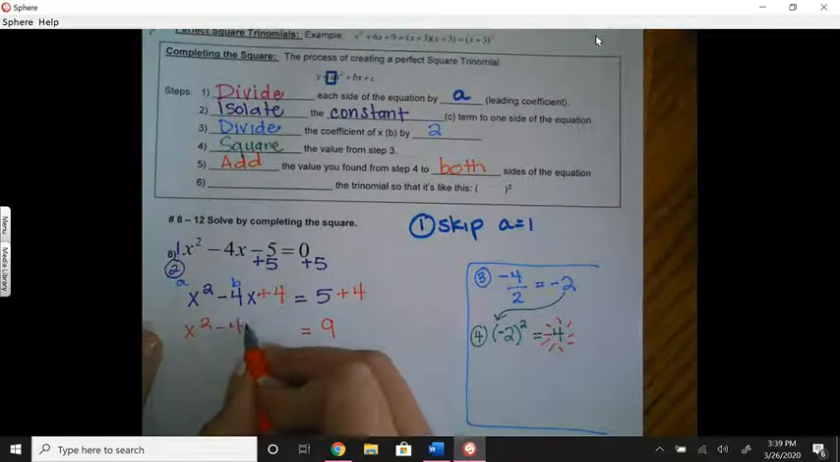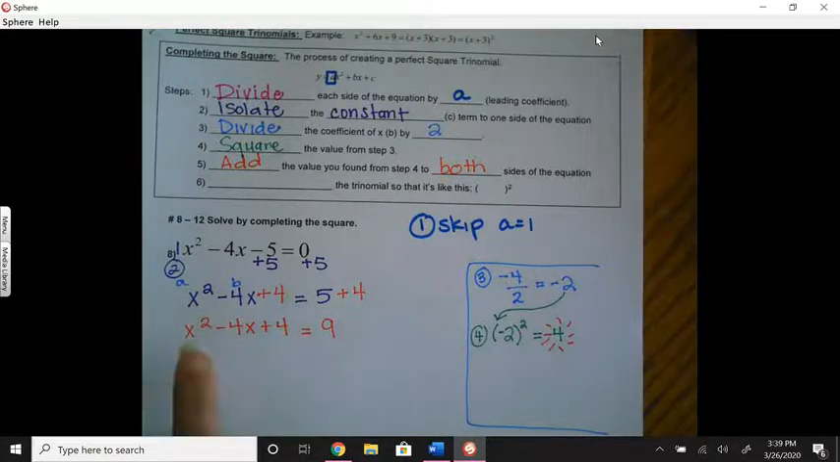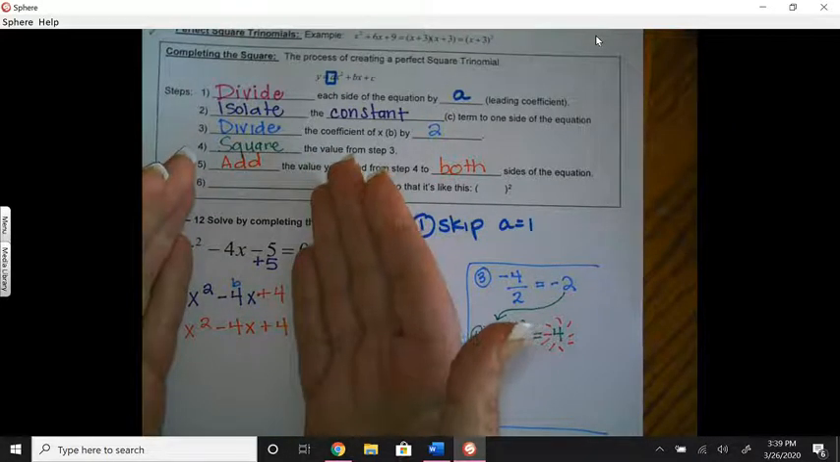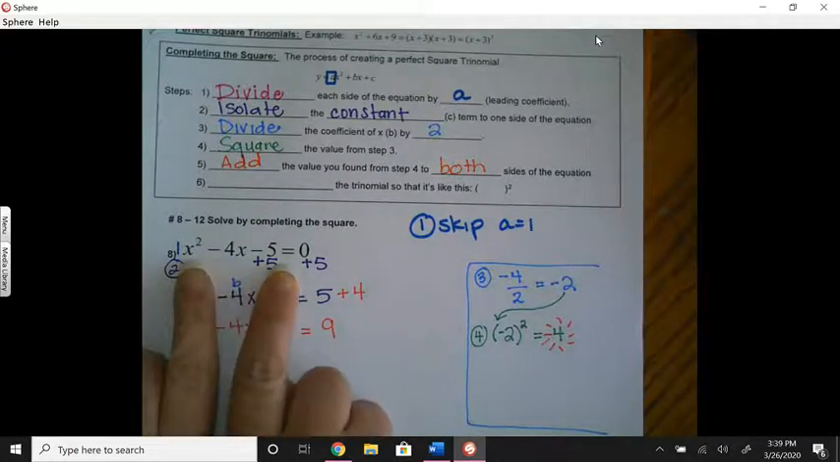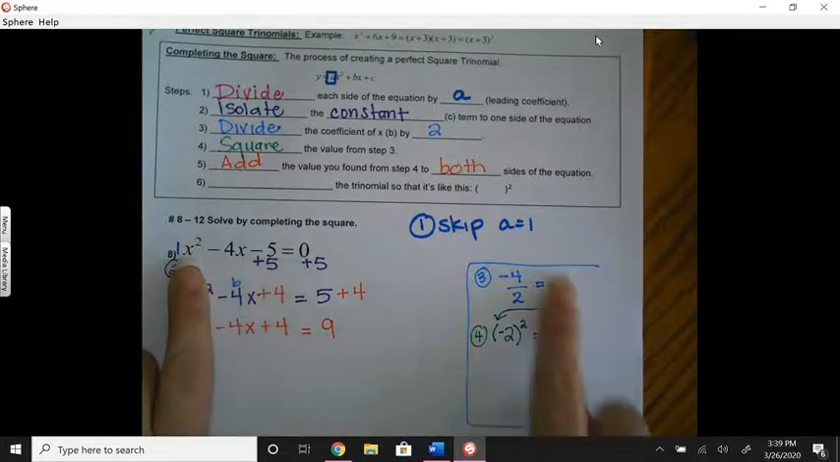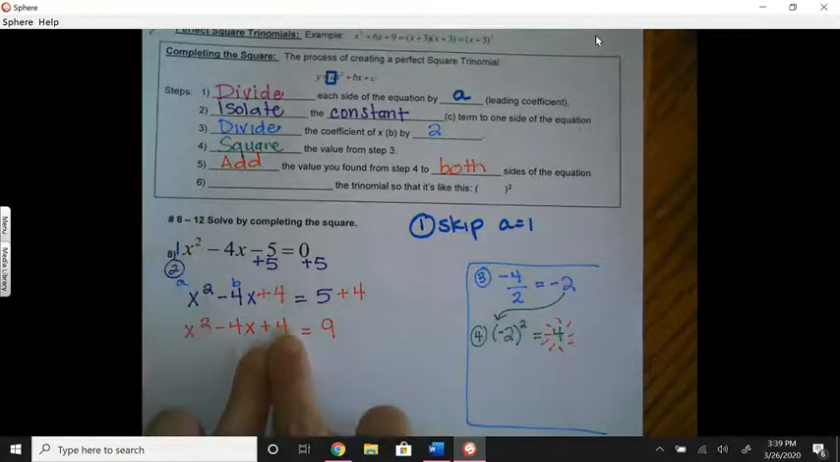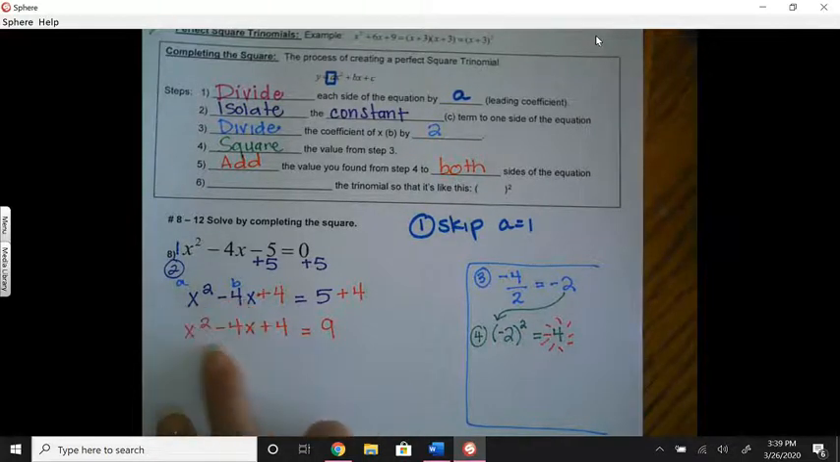And now the whole point in doing that is because now you should have something here that can be factored. Now keep in mind it already could have been factored. The point is, if you start with a problem that can't be factored, by following these steps, it inserts a number that now allows this to be factorable. Again, I know it was already factorable, but pretend it wasn't.